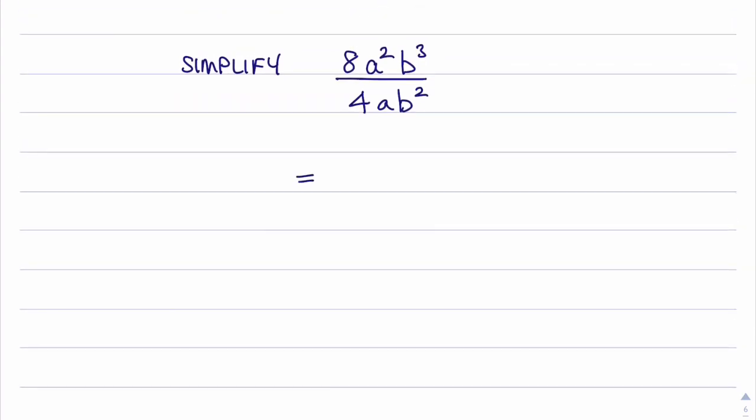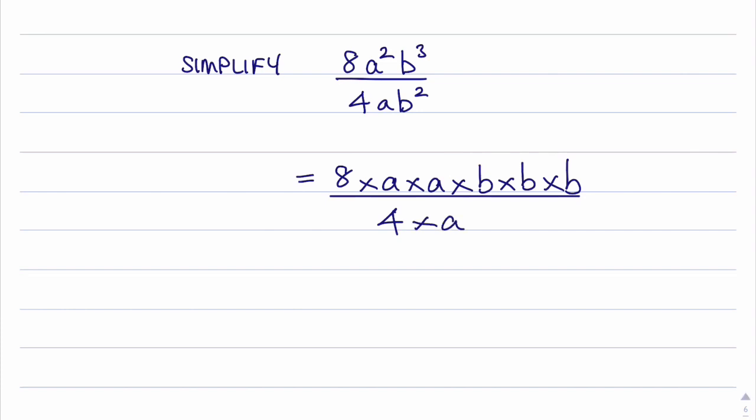So we've got the 8 multiplied by the a multiplied by a multiplied by b multiplied by b multiplied by b. And then we've got 4 multiplied by a multiplied by b multiplied by b. Again, I can cancel from the denominator and numerator as follows. So I can cancel this b with this one with this one, this a with this one. And then looking at the numbers here, I've got a 4 and an 8. Well, I know that 4 will go into 8 twice. So what I'm left with is 2ab.